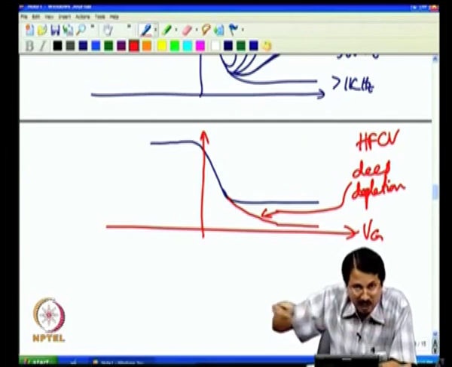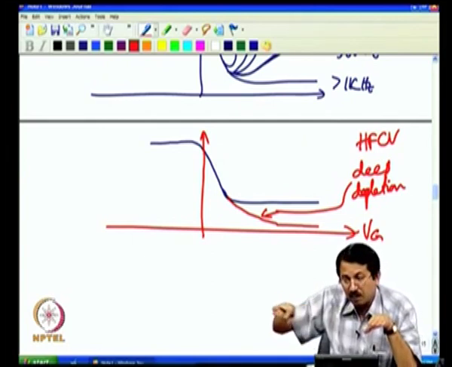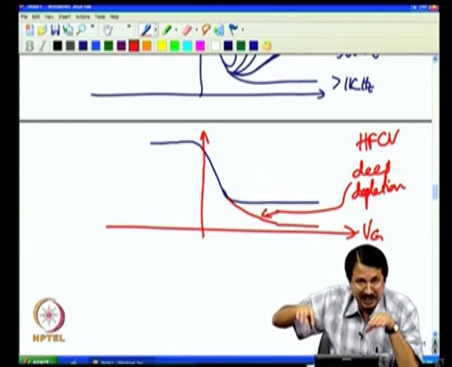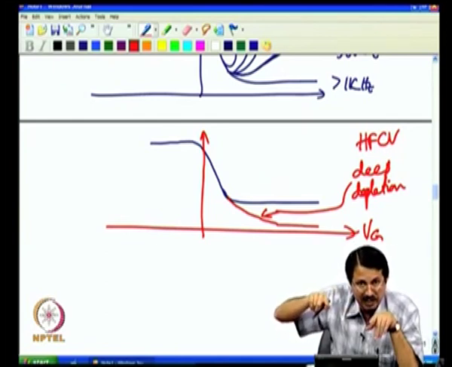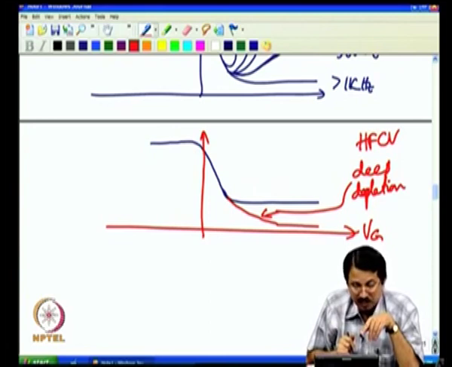If you have a very low ramp rate, then you have a steady state from one voltage to the next voltage, and then you are doing the capacitance measurement. Okay.